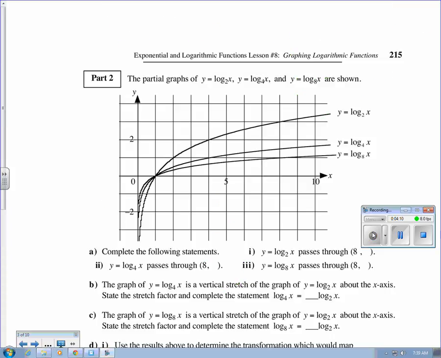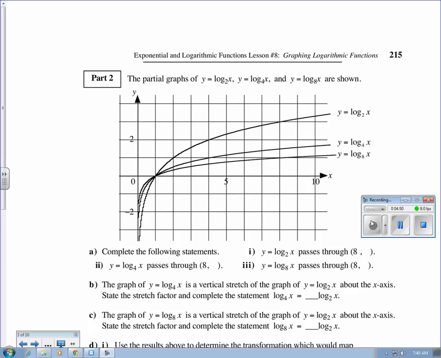Now take a look at what happens to a series of graphs where we've got log base 2, log base 4, log base 8. What seems to be happening to those graphs? We seem to be having a vertical stretch. Take a look at what happens to particular moments in time. So when y equals log base 2 of x, we find that when x equals 8, my y value is 3, because 2 to the exponent 3 is equal to 8.